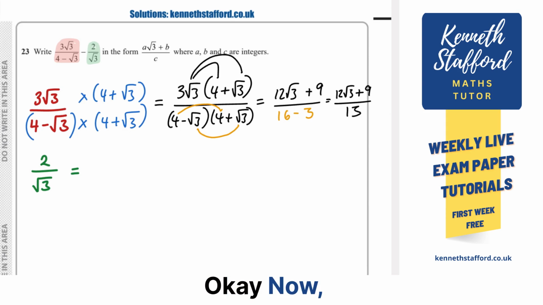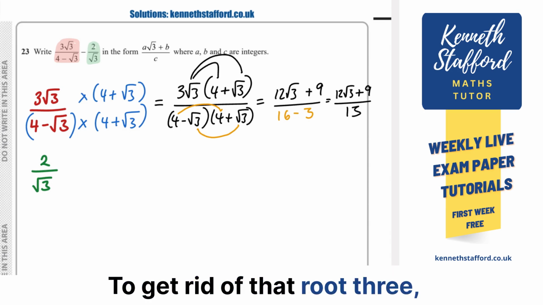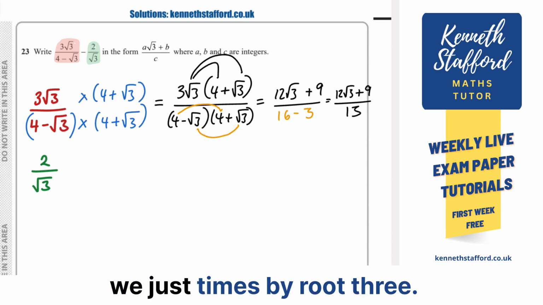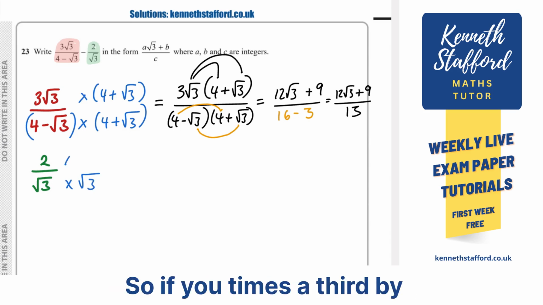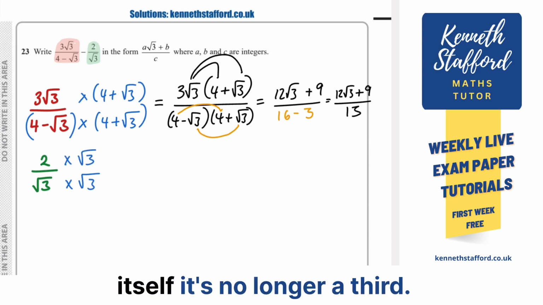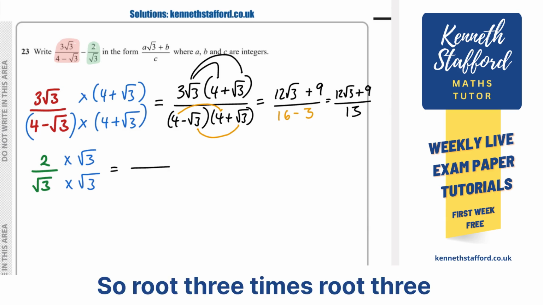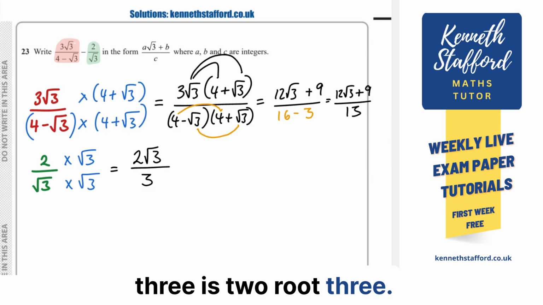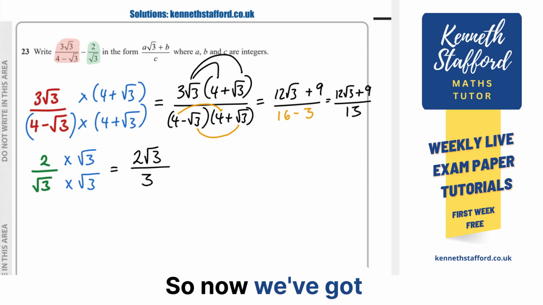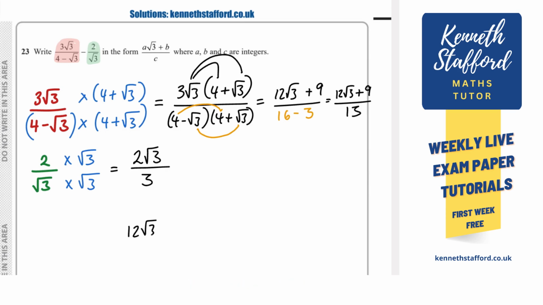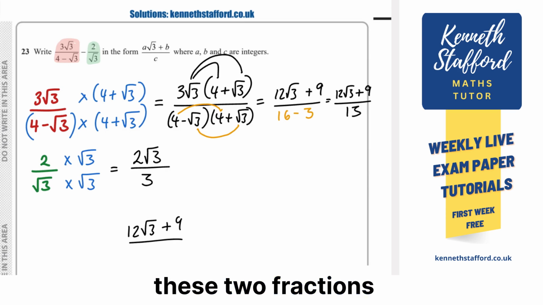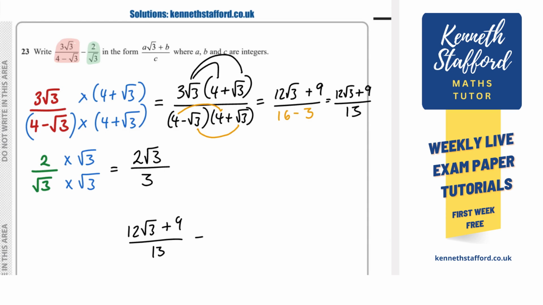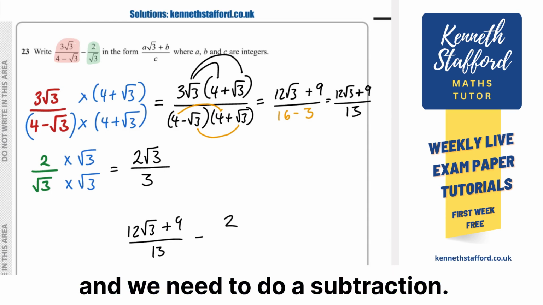Okay. Now the second one's much easier to rationalize. To get rid of that root 3, we just times by root 3. So if you times a surd by itself, it's no longer a surd. So root 3 times root 3 is 3, and 2 times root 3 is 2 root 3. So now we've got these two fractions, and we need to do a subtraction.